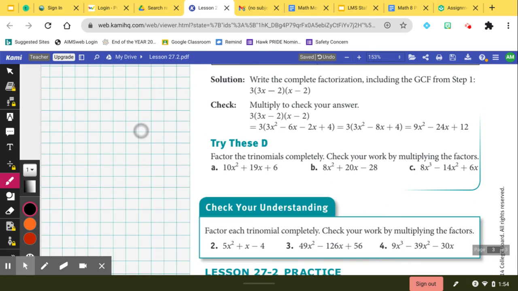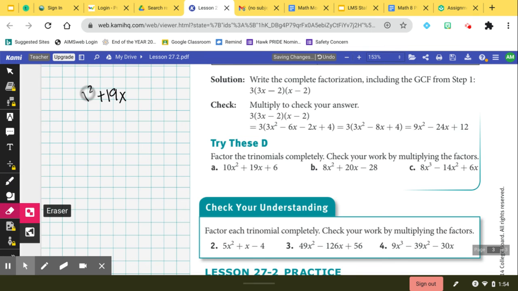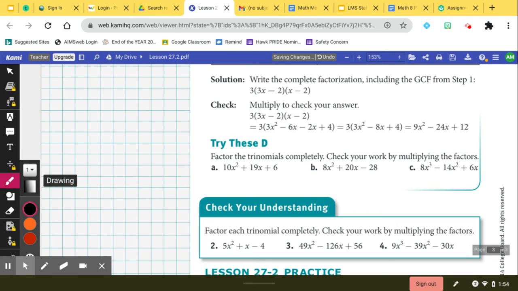Let's do A. I'm just going to write it off to the side. So we have 10x squared plus 19x, I'm not going to have a common factor. No, let's do B. So there's no greatest common factor within those terms. That would just be factoring like normal.